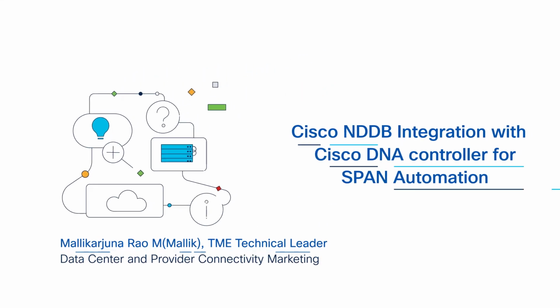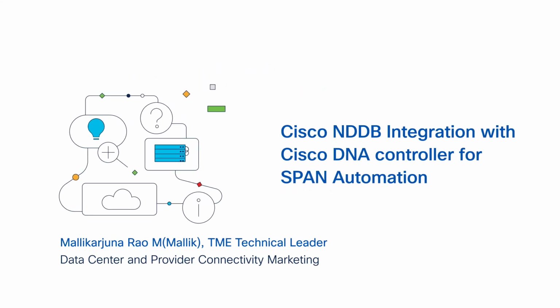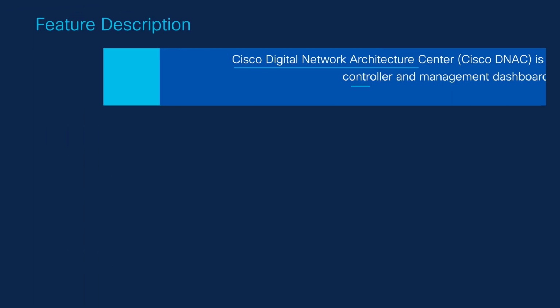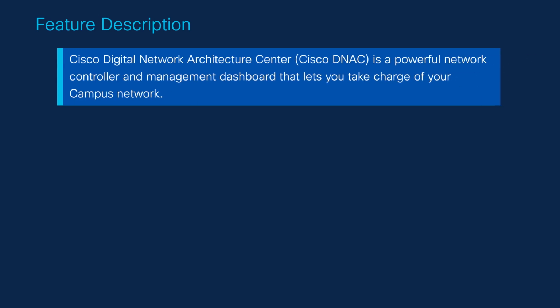Hello everyone. In this video, we're going to talk about how to integrate Cisco DNA controller in the NDB controller for span automation. Let's imagine you have a Cisco DNA controller and you're using NDB controller for the span automation. If you don't have this integration, you have to go to the DNA controller and configure the local span on your catalyst switches. Again, come back to the NDB controller and configure the tap aggregation policy and send it to the tool ports.